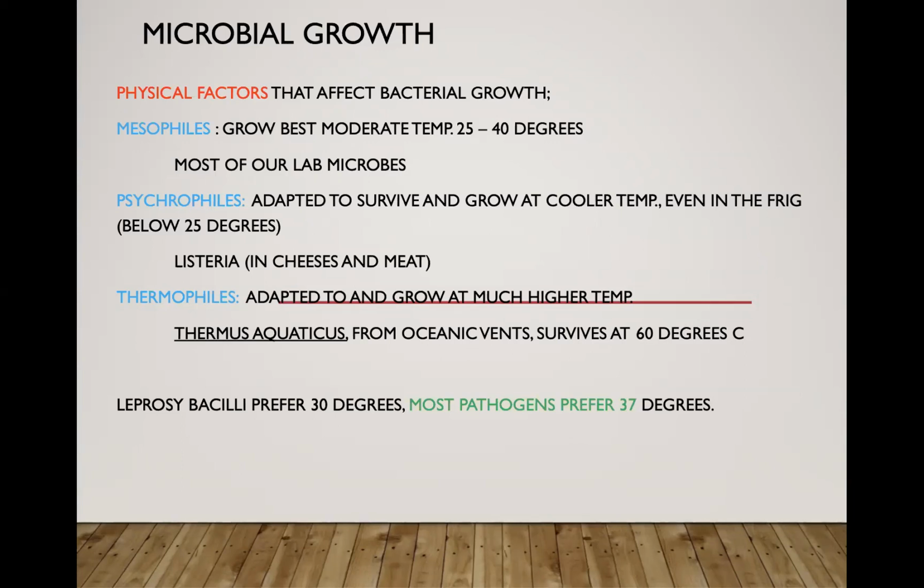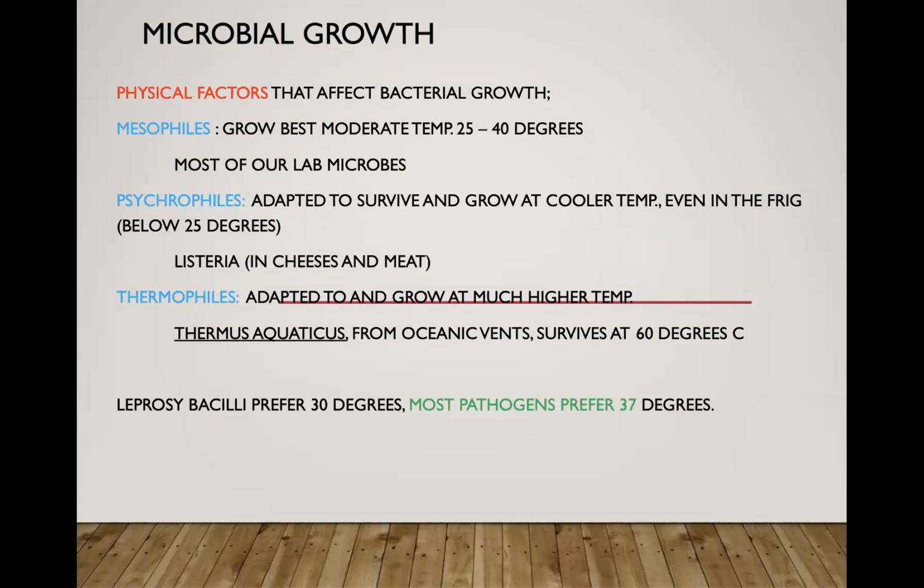We can identify these organisms as either mesophiles, psychrophiles, and thermophiles based on their temperature preferences. I do want you to know these ranges of temperatures and how we categorize these bacteria. Mesophiles are those bacteria that grow best in moderate temperatures, so we're talking from about 25 to 40 degrees. This is where most of our pathogens are going to lie in this range, right? About 37 degrees C mimics human body temperature.